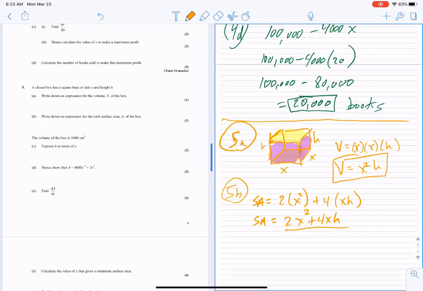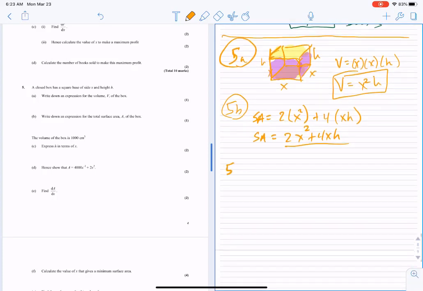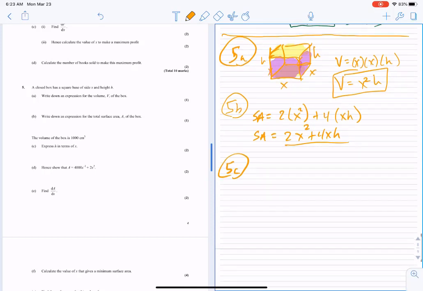The volume of the box is 1,000 cubic centimeters. So express h in terms of x. These questions are really straightforward. It's not very difficult as of yet. They're going to tell me that my volume, and I have a volume expression already from part A, is 1,000. It's going to be 1,000 here, and then we have this. So express h in terms of x: basically h is going to equal 1,000 over x squared.